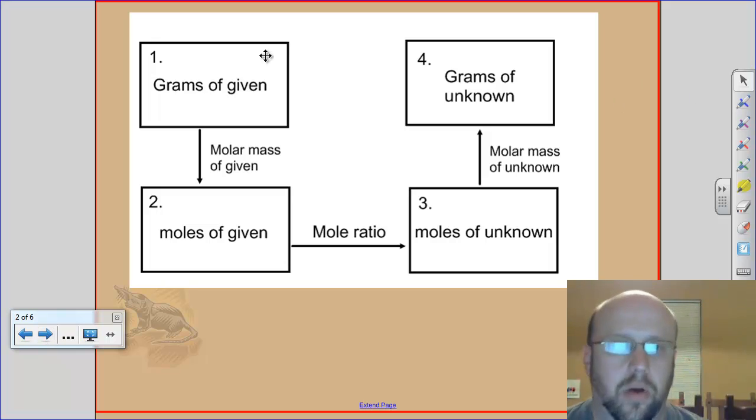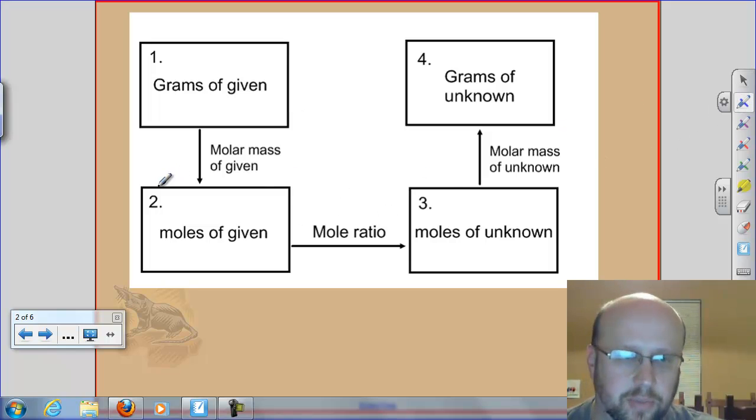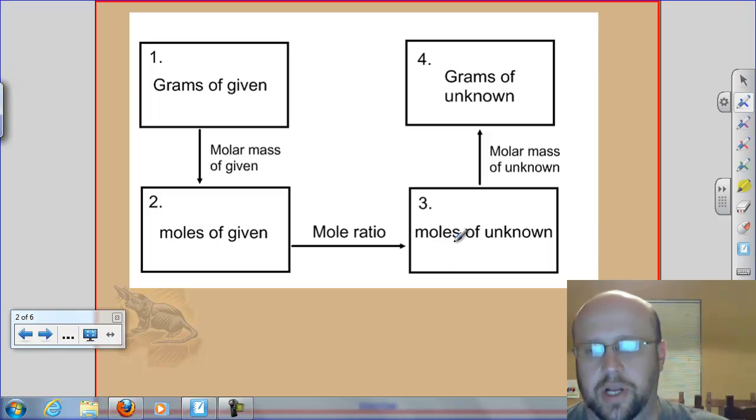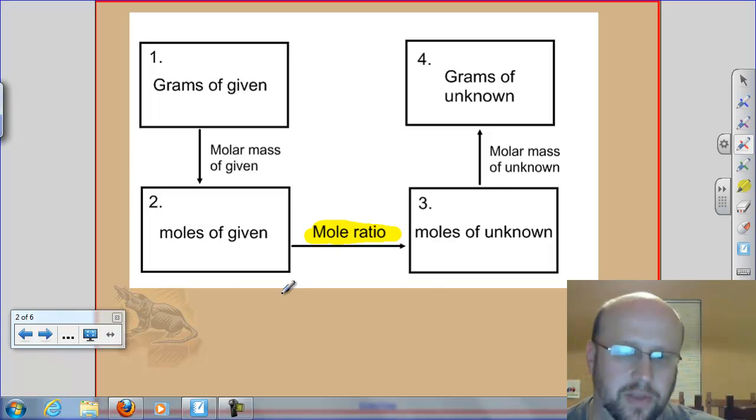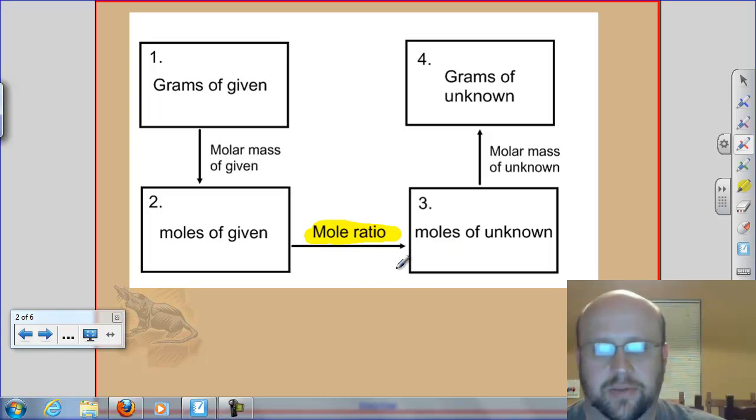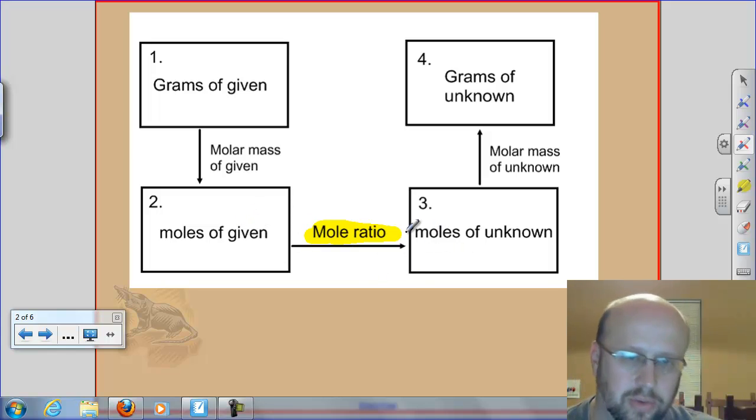So what we learned how to do yesterday, or in the previous vodcast in 8.1, is that we had moles of one thing, the given, and we turned it into moles of an unknown using something called the mole ratio, where I had 1 mole of N2 equals 3 moles of H2 or something like that. And that's what I did. So that was what we call a step 2 to 3 problem.